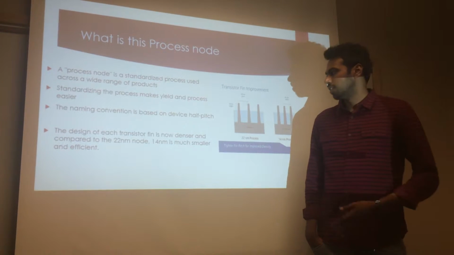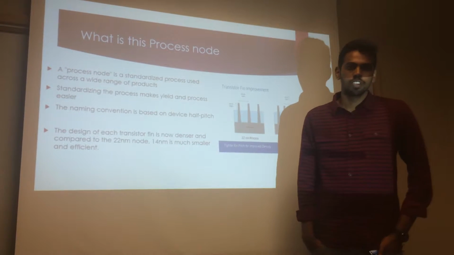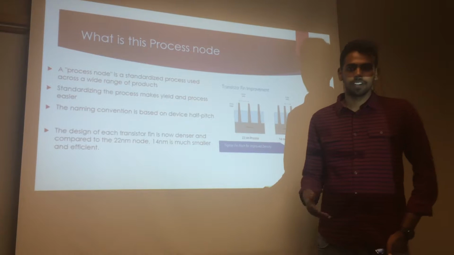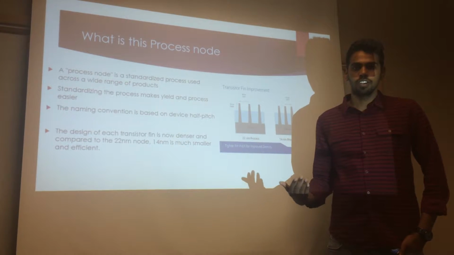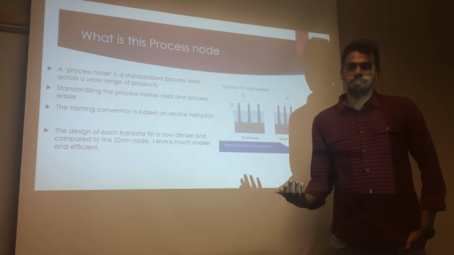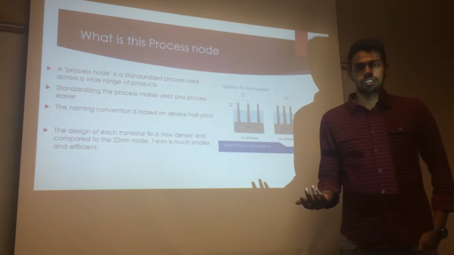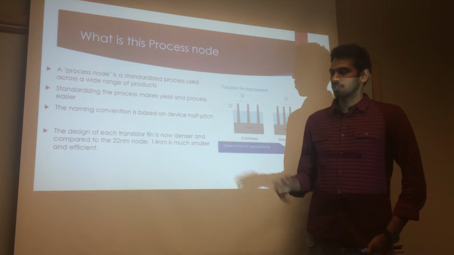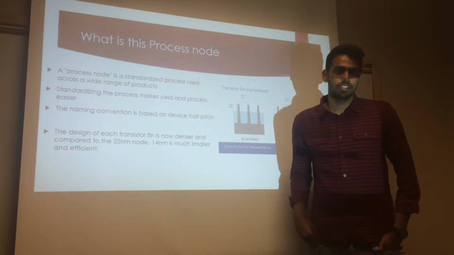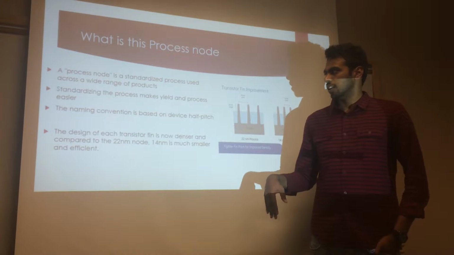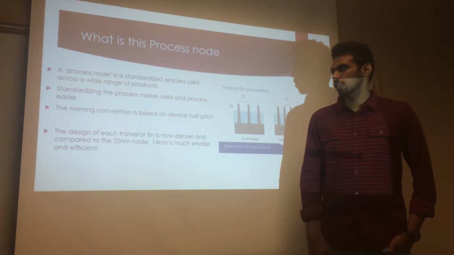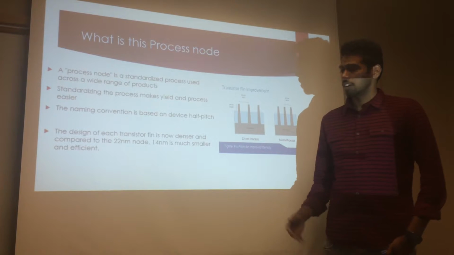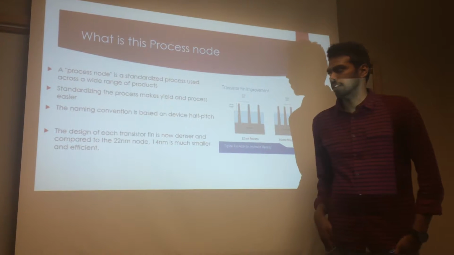14 nanometer, 22 nanometer. If you take a semiconductor process, it's the set of steps that we carry out in manufacturing an integrated circuit. If you take a process node, it's a standardized process which we carry out in manufacturing an IC. It is standardized because it is easier, and moreover it improves the yield and the performance.